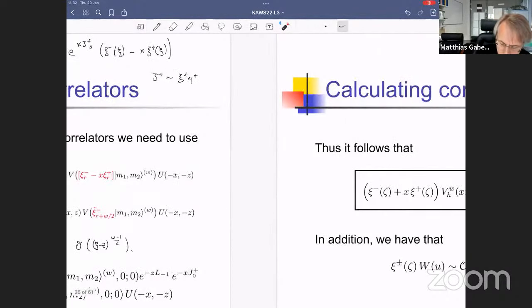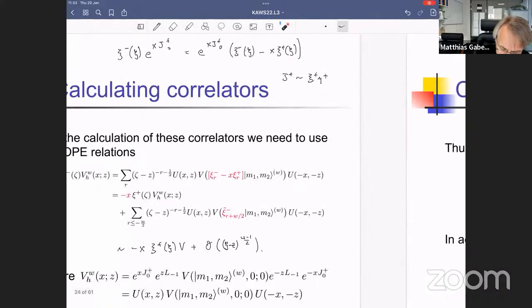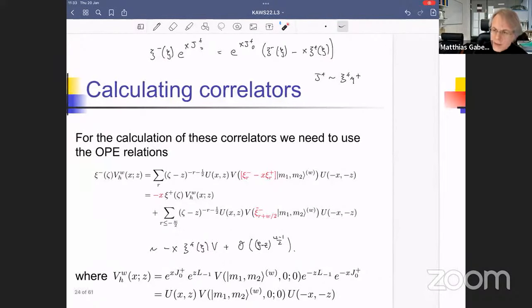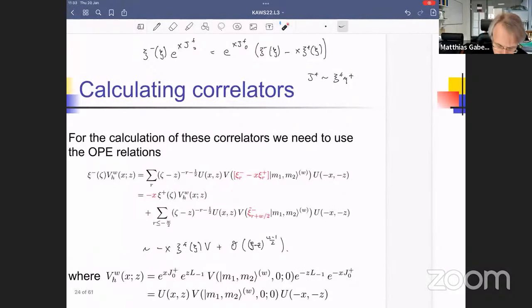Xi minus plus x times xi plus of zeta, when you bring this close to the vertex operator, that is the combination that's very regular. If you sit at x equal to zero, then this term drops, then it's the familiar behavior, xi minus behaves in a regular manner. But for a generic position in space-time of this vertex operator, it's not xi minus that's highly regular, it's xi minus plus x xi plus, because xi minus produces this correction term as you move it past the exponential. So that's the key effect that leads to an interesting structure of these correlation functions. That's the key effect in which x and z get coupled together.